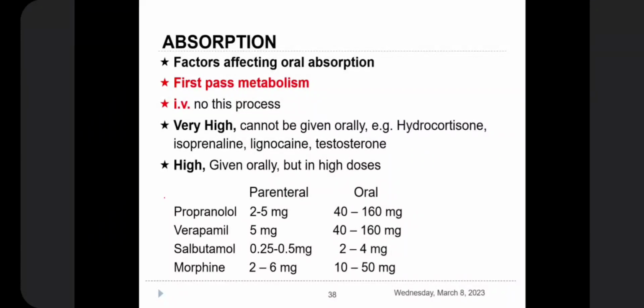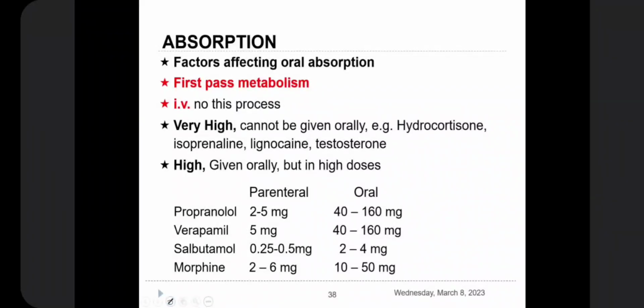Okay, next one, see some examples. If the first pass metabolism is very, very strong, very, very high, it means finally the amount of drug will leave only a small part. And if the first pass metabolism is weaker, it means most of the drug can enter into the circulation. So we can understand the amount of drug according to the first pass metabolism.